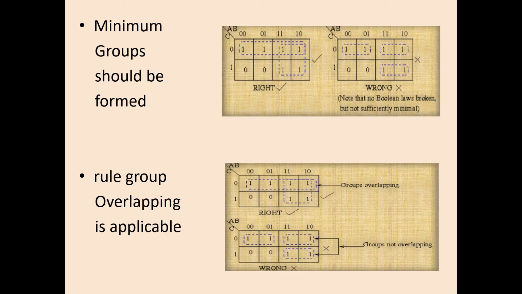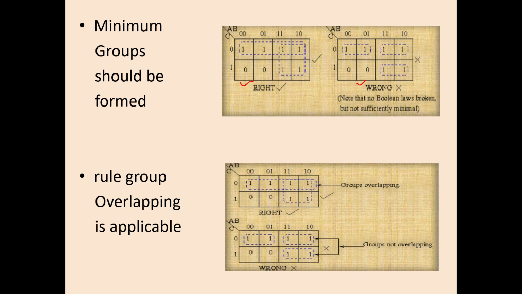Next rule is minimum groups should be formed. Okay. So here in the first K-map we can see that 2 groups are formed. But here in the second K-map, for the same number of ones, 3 groups are formed, which is wrong and which will not produce the minimum expression. But here in the first K-map, the expression which is going to be produced is minimum.